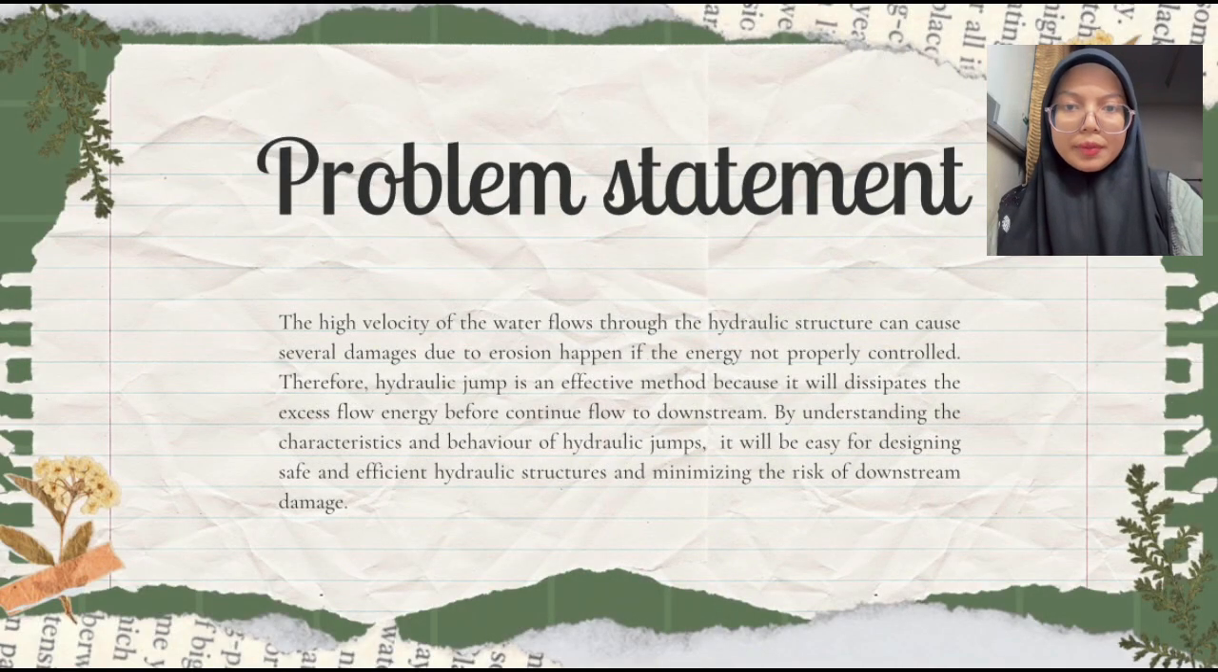Next is the problem statement. The high velocity of water flowing through a hydraulic structure can cause severe damage due to erosion if the energy is not properly controlled. Therefore, a hydraulic jump is an effective method because it dissipates the excess flow energy before the flow continues downstream. By understanding the characteristics and behavior of hydraulic jumps, it will be easier to design safe and efficient hydraulic structures and minimize the risk of downstream damage.